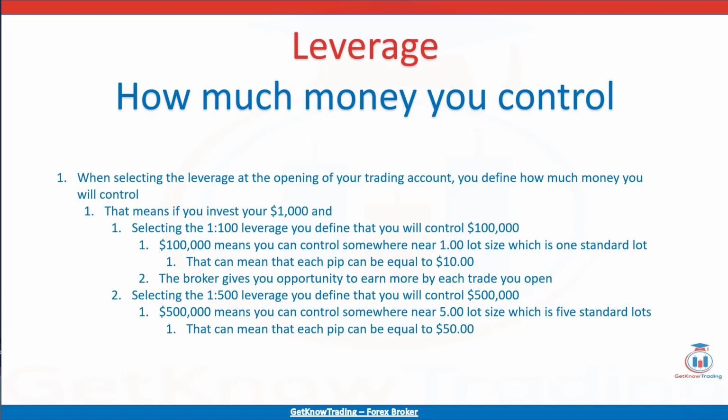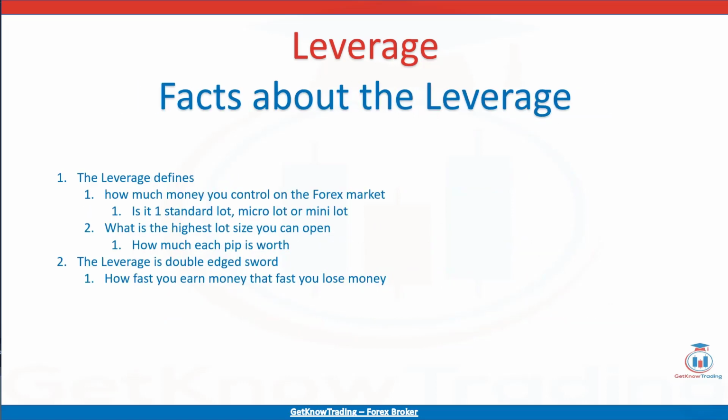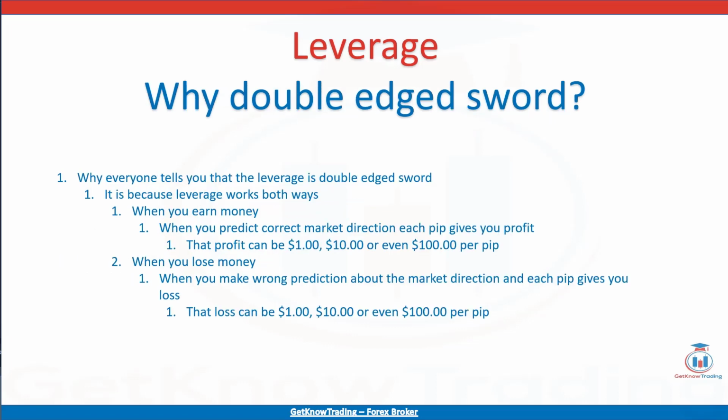$500,000 means you can control somewhere near 5.00 lot size, which is 5 standard lots. That can mean that each pip can be equal to $50. But have in mind that leverage, as it looks good to control more money, means that you can lose a lot. It is a double-edged sword, because you can quickly make a lot of money, but also lose quickly all what you have. Why does everyone tell you that leverage is a double-edged sword? It is because leverage works both ways.